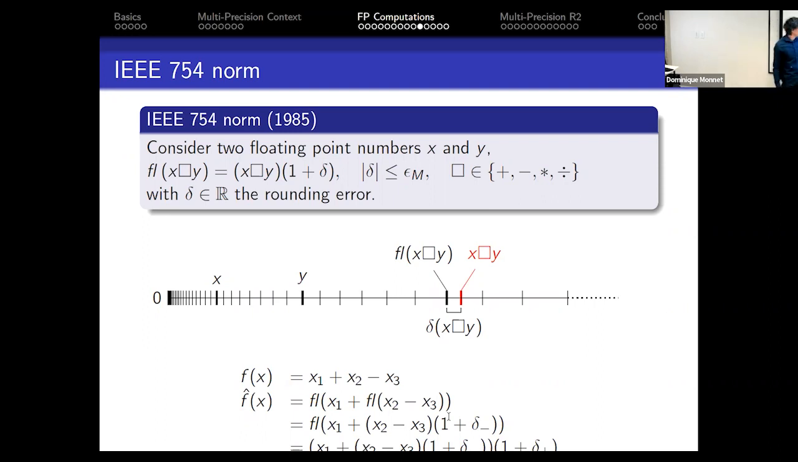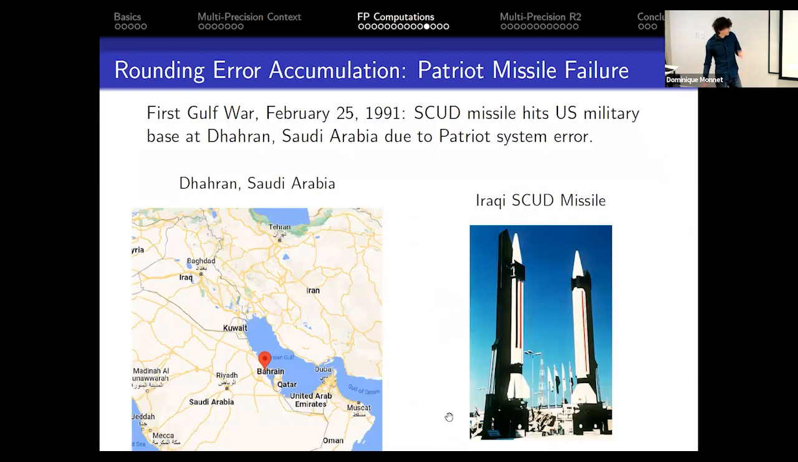If I develop it in the end, this is my exact objective function, but what I'm going to compute with my finite precision arithmetic is this one here, which is multiplied by some rounding error. So I cannot avoid that. Depending on the number of bits on which you represent your numbers, this delta, your machine epsilon, is going to be bigger or smaller. All right, so let's now look at some examples of what can happen if you don't take rounding errors into account.